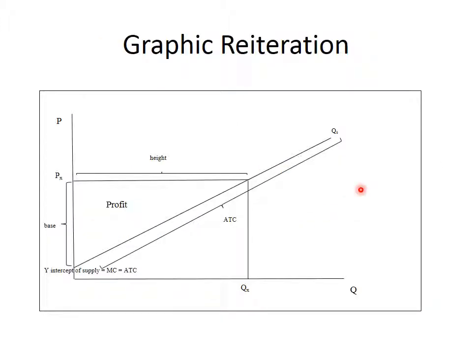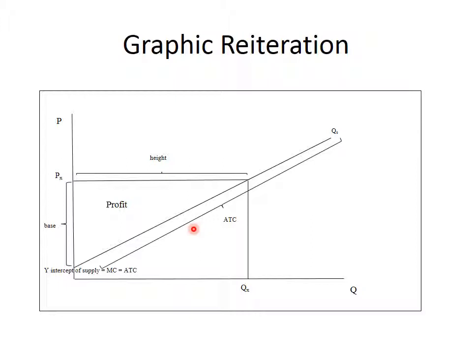Here's the graphic reiteration of what we've just said. Here's the y-intercept of supply. That equals marginal cost equals average total cost right here. This then becomes our supply curve. It is also our average total cost curve, constantly increasing from this point. When we superimpose the demand curve on this, it will descend, be negative sloping, as they say, and at some point intersect this supply curve, at which point you will have equilibrium.